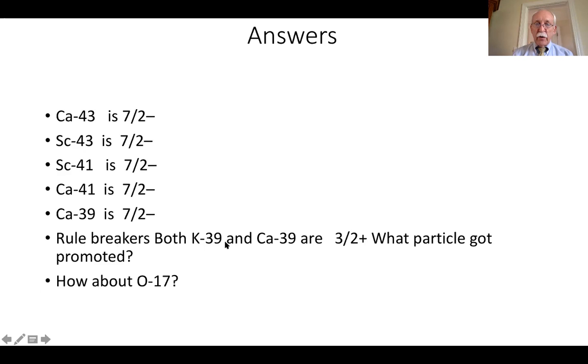Then the rule breakers here, potassium 39 and calcium 39, are 3/2 plus. Can you tell me what particle got promoted? And while we're at it, let's throw in one that's not up here around mass number 40. Let's jump to oxygen 17 and see what you get. I'm going to have you pause here while you do that work.